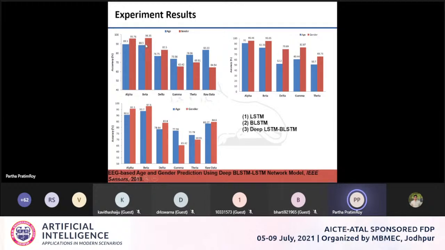With LSTM we got around 96.35, BLSTM 95.05, and if we use the LSTM and BLSTM combined, the results are a little improved, 97.5, 93.7. Note that these were done with this dataset only, whatever data we have. If you could augment or have more data, of course the performance will be better.